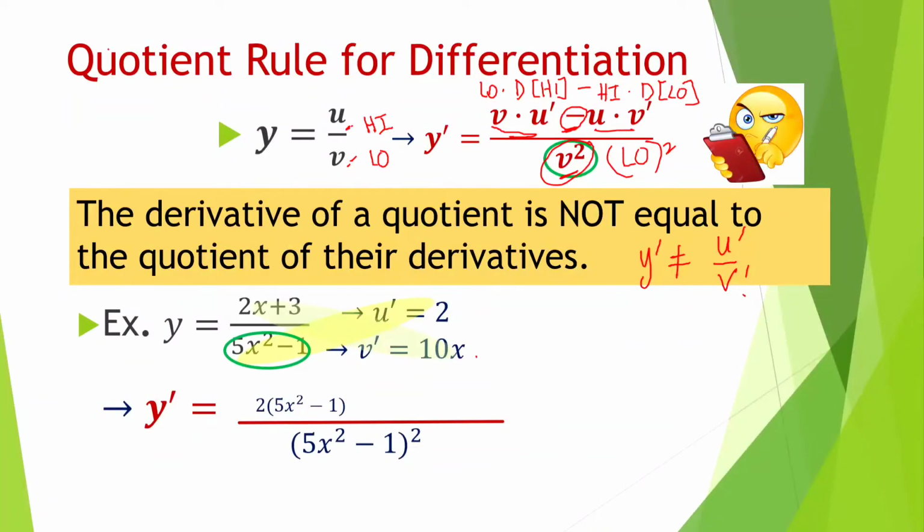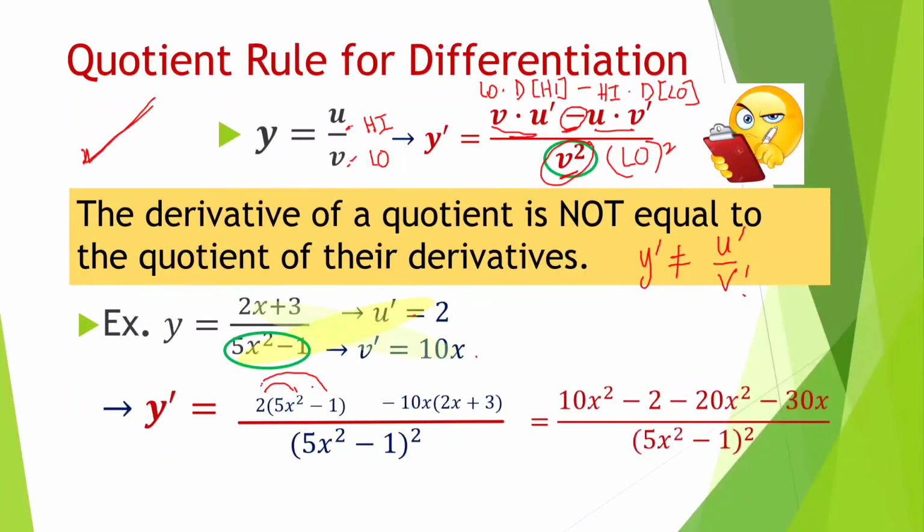So parang unahin muna natin yung parang check. Low d high minus high d low. So 2x plus 3 times 10x. So it's a minus. Okay. Using distributive property, the first product will be equal to 10x squared. This is 10x squared minus 2. Okay. Tapos the second product, this is negative, no? So negative 20x squared minus 30x. Okay. We can just combine the 10 minus 20.